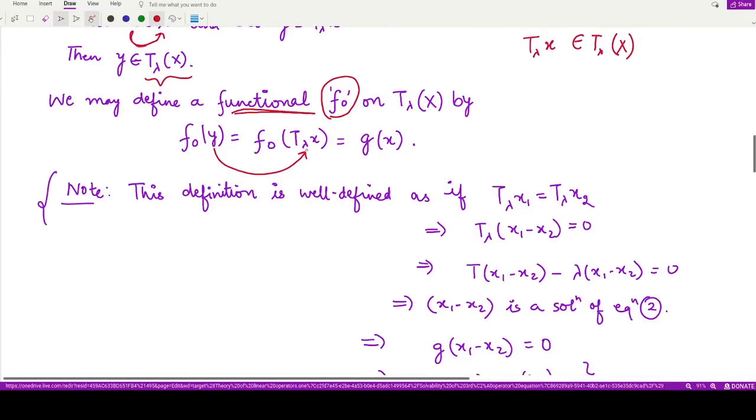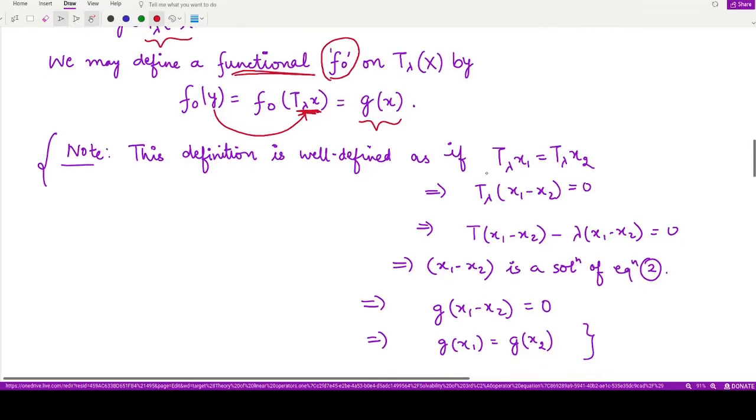Why? Because if we consider two different members here, T lambda x1 that is equal to T lambda x2, the value of this function g should be equal, right? So we assume T lambda x1 is equal to T lambda x2. So we shift the whole of this thing to the left hand side. So you have T lambda of x1 minus x2 that is equal to 0, right? And now we can open up the definition for T lambda. What is T lambda? It is T minus lambda I. So you have T minus lambda I of x1 minus x2.